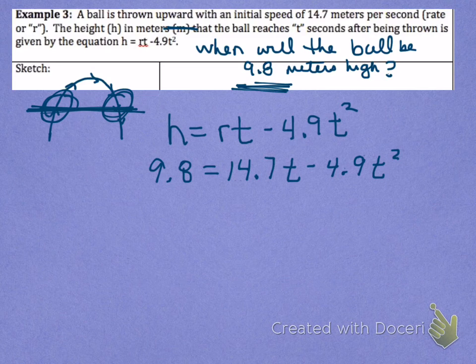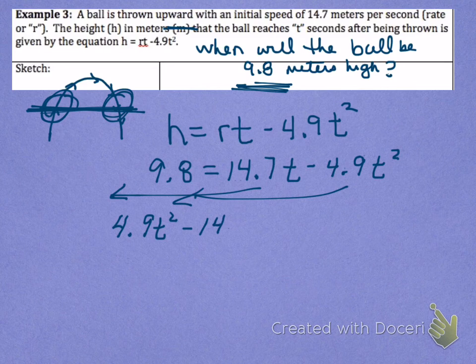And we just go through getting that 0 on a side. So we kind of want to get everything to one side. So I'm going to pull these terms over, and that's going to make my 4.9 t squared positive, which is nice. And then that will give me a negative 14.7t, plus 9.8 is equal to 0.